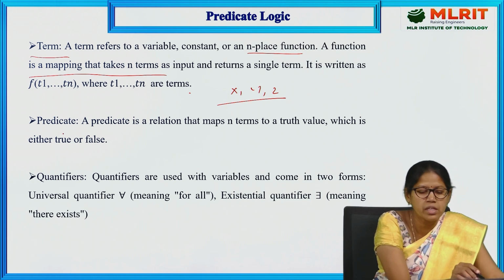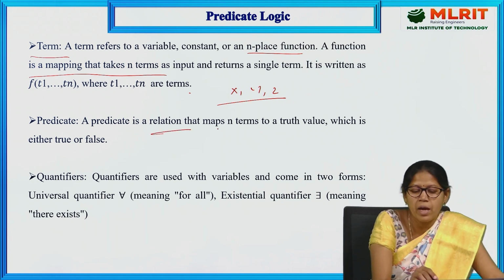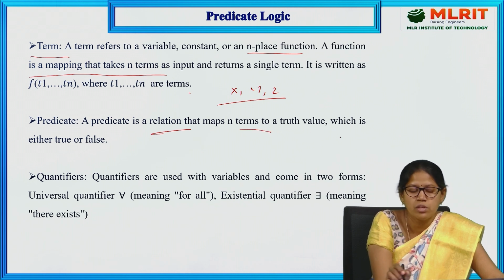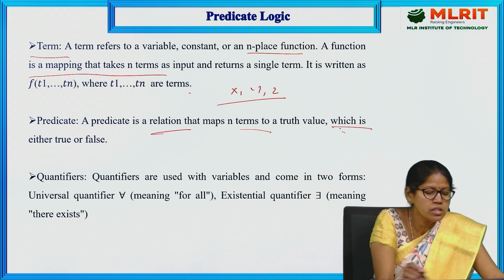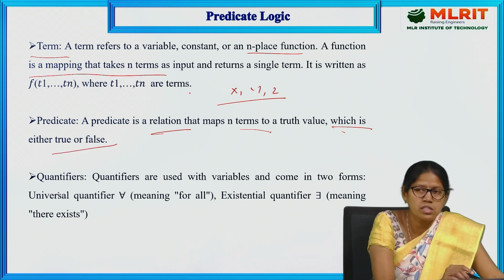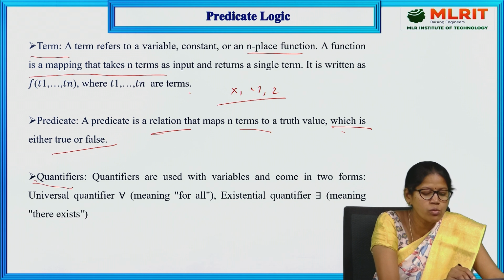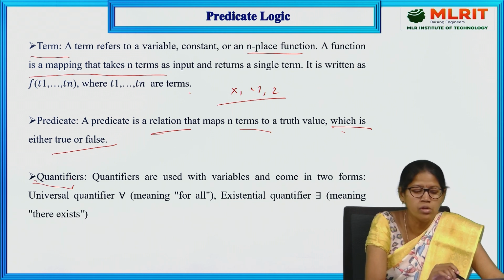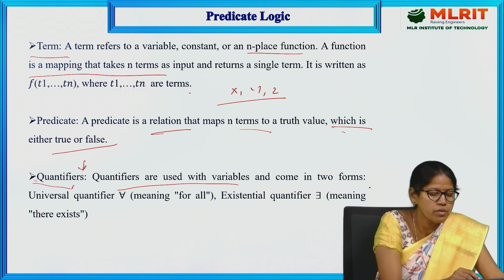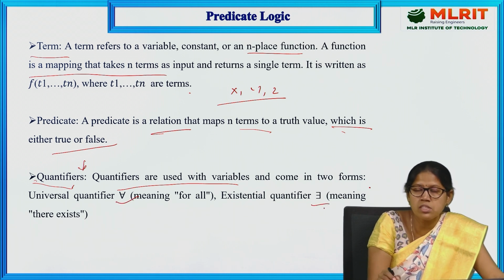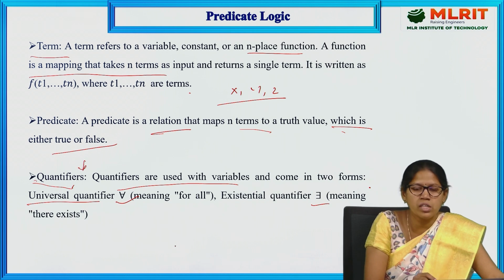Next one is a predicate. The predicate is a relation that maps n terms to a truth value. So the predicate is a relation or property of that particular variable, which is either true or false. Next, the third notation is quantifiers. This is the most important one. Quantifiers are used with the variables and come in 2 forms. The first one is for all, and the second one is there exists. These are the universal quantifiers, for all and there exists.